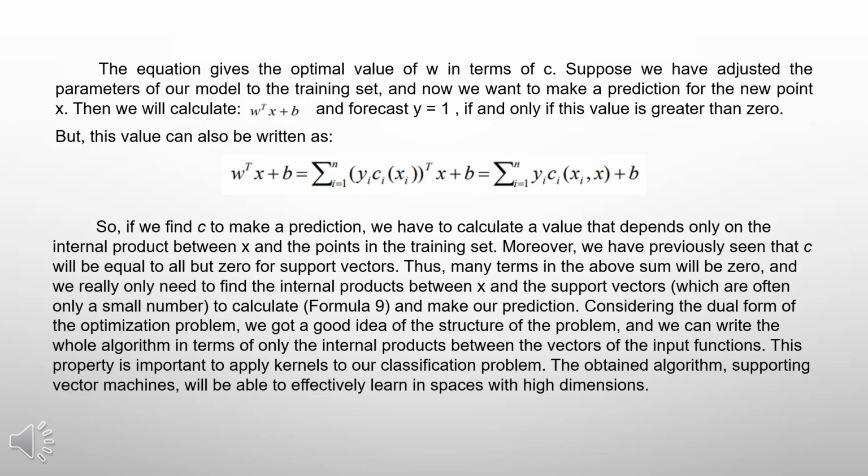Suppose we have adjusted the parameters of our model to the training set, and now we want to make a prediction for the new point x. Then we will calculate and forecast y equals 1 if and only if this value is greater than 0. But this value can also be written as.